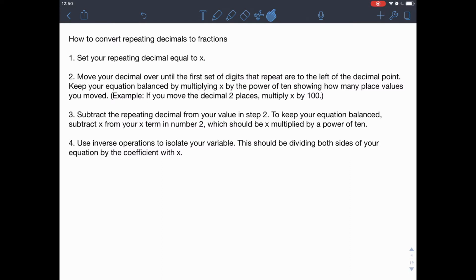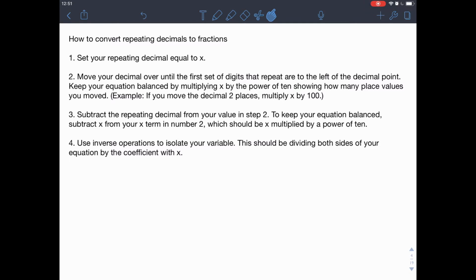So like if we move 2 decimal places, that would be 10 squared, so that's 100 times that we moved. So we would multiply by 100 to show that that's the same, because multiplying by 100 is the same as moving our digit 2 places to the right. And then in step 3, what we would do is we would take those 2 equations and we'd actually subtract them from each other, by taking the original repeating decimal away from that value we get in step 2 after we moved our decimal point over.